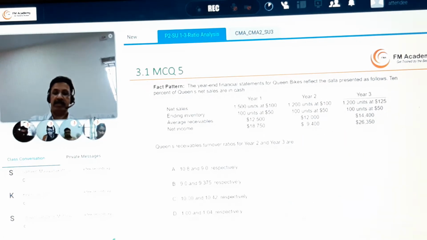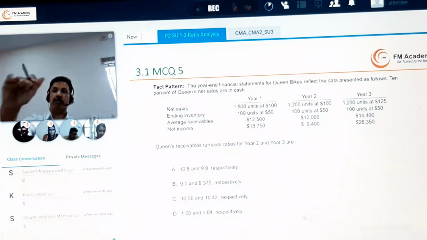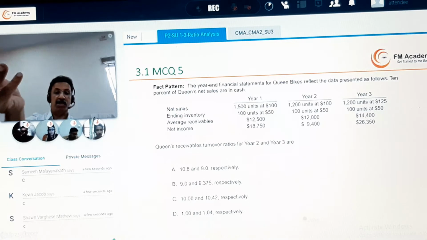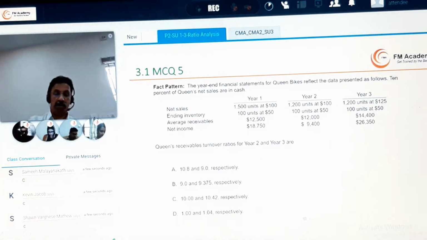The same fact pattern. The next question is, what is the receivable turnover ratio? So when it comes to receivable turnover ratio, the denominator is with the profit margin. So the numerator also should be with the profit margin, so that you should take the net sales. But then you should remember that whenever you go for receivable turnover, you should take net credit sales, not the total sales. So if any of you have done the answer, please pause that and then I will explain.